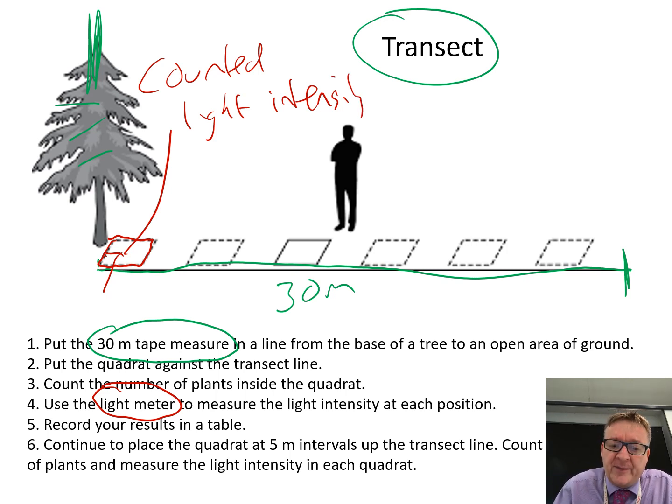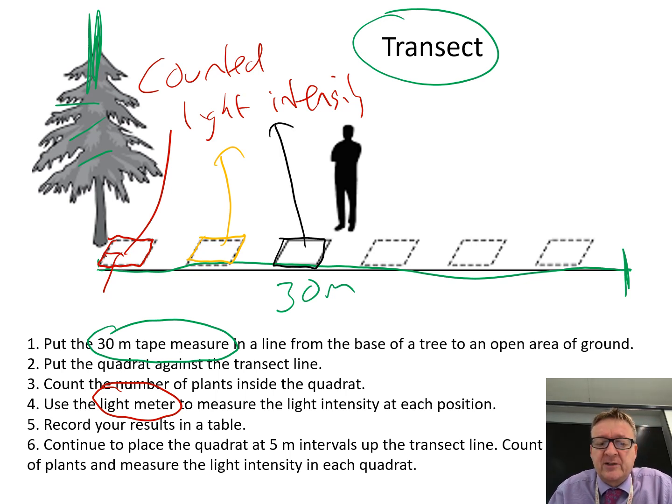Then every 5 metres, what you then do is you put your quadrat down again. 5 metres later, you put your quadrat down again. And you do exactly the same. Each time what you do is you count and do the light intensity, count and do the light intensity, right, until you get to then 30 metres away.